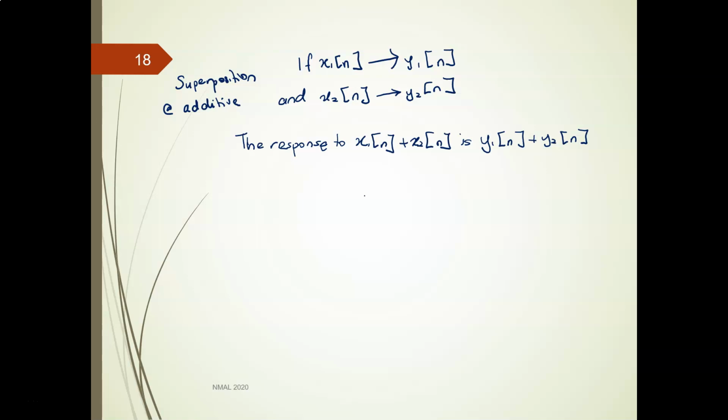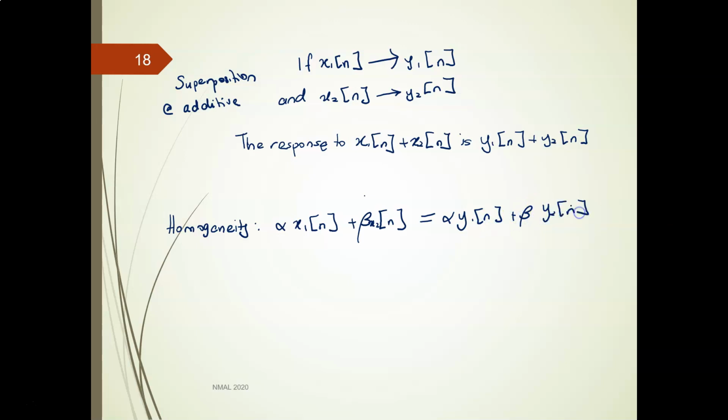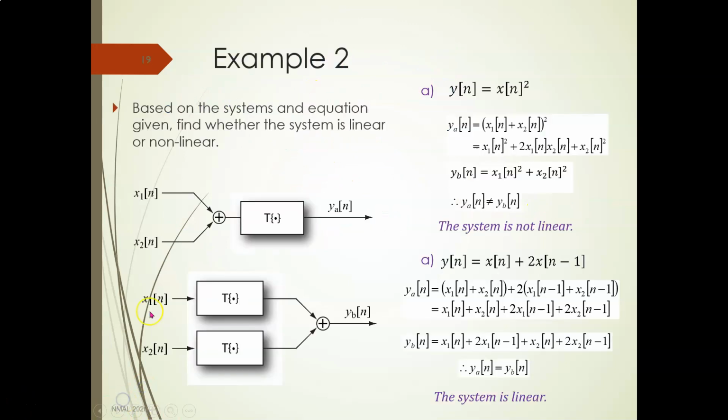Another requirement is that the system also needs to obey the homogeneity principle. It means that when any constant is multiplied with x1n as the input, plus beta times x2n, the output has to be delta times y1 plus beta times y2. So if the system obeys these principles, then the system is linear. To make more sense, let us look at example 2 here.